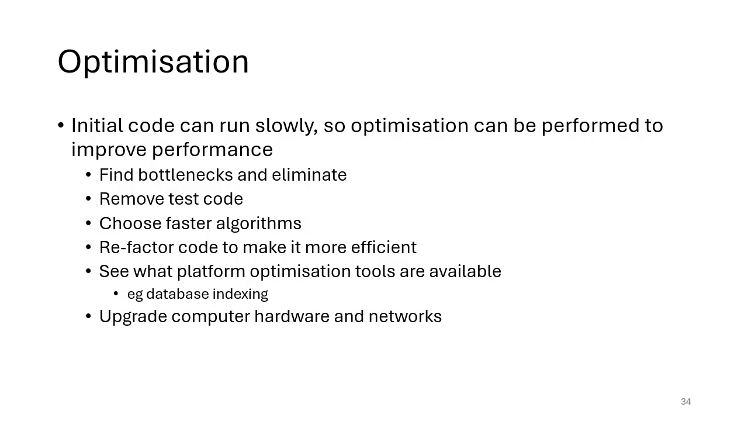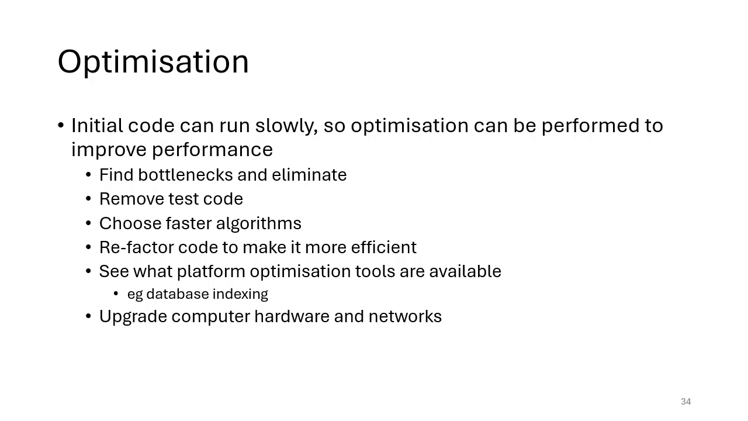So you've developed your initial application. It does what it's supposed to do, but it's slow. This is often the case. Initial code can run slowly, and what you often have to do is optimize that code to make it perform faster and improve performance. So there are several techniques to this. The key one is finding bottlenecks and eliminating them.